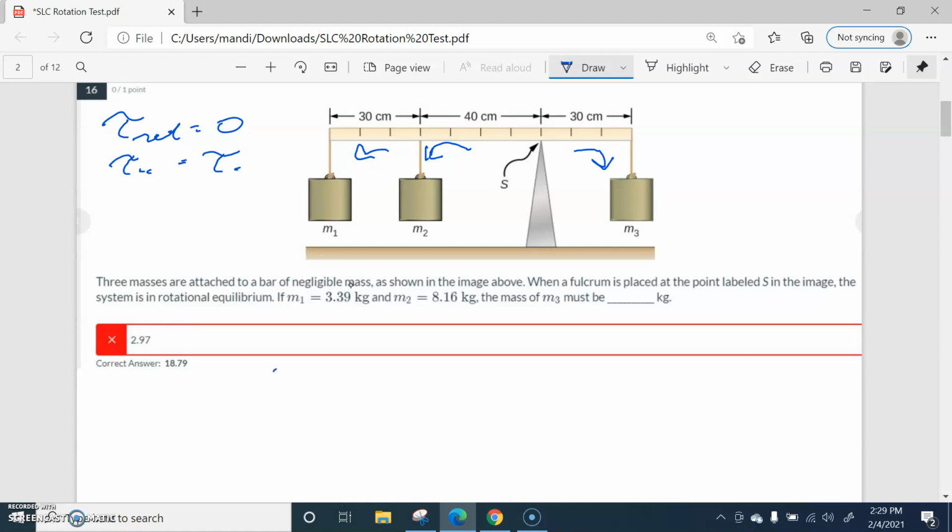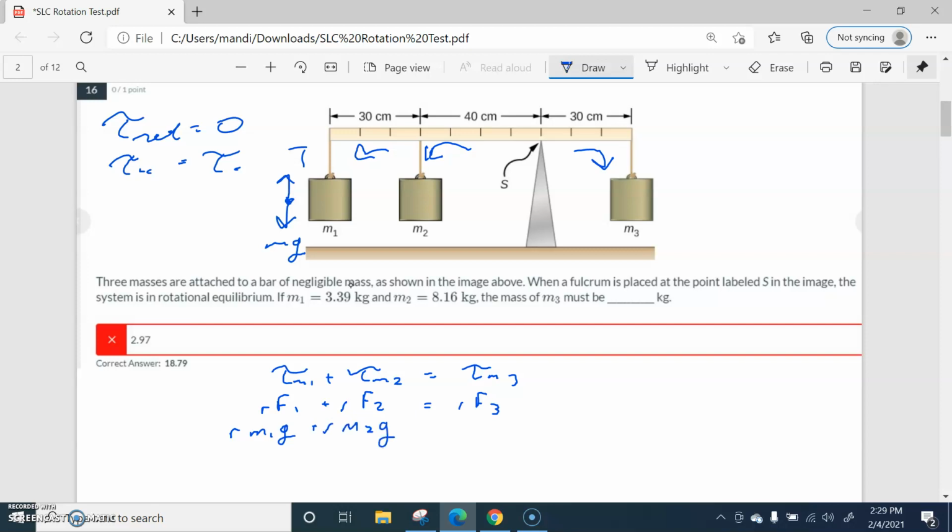All right, so we have the torque of M1 plus the torque of M2 must equal the torque of M3. So we have the rF of 1 plus the rF of 2 has to equal the rF of 3. Now, what is the force? Well, we've got mg down and some tension going up. So the force is mg. So r of m1g plus r of m2g equals r of m3g. Now, actually, the g's all cancel out. If you forget the g, technically you're fine, but I will judge you if you don't write it.